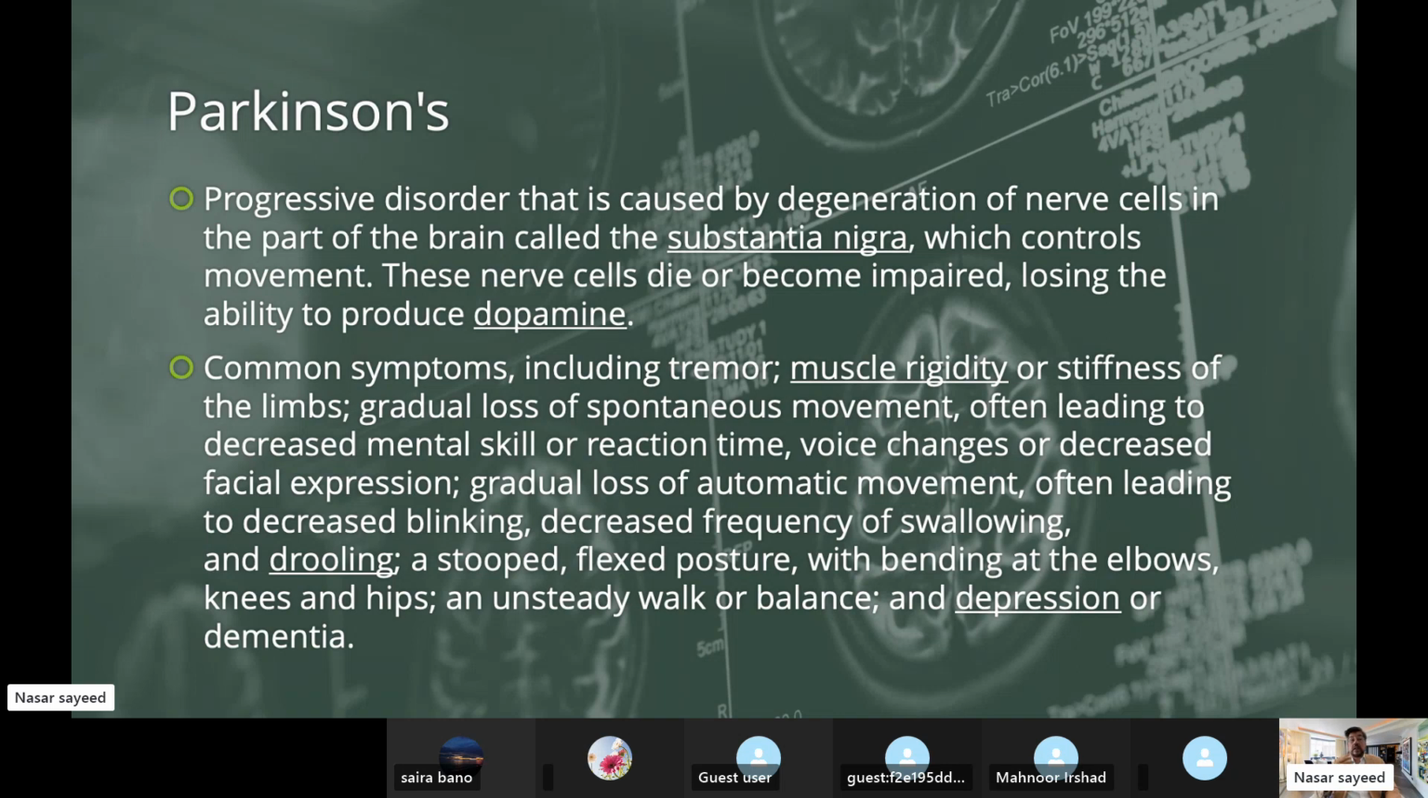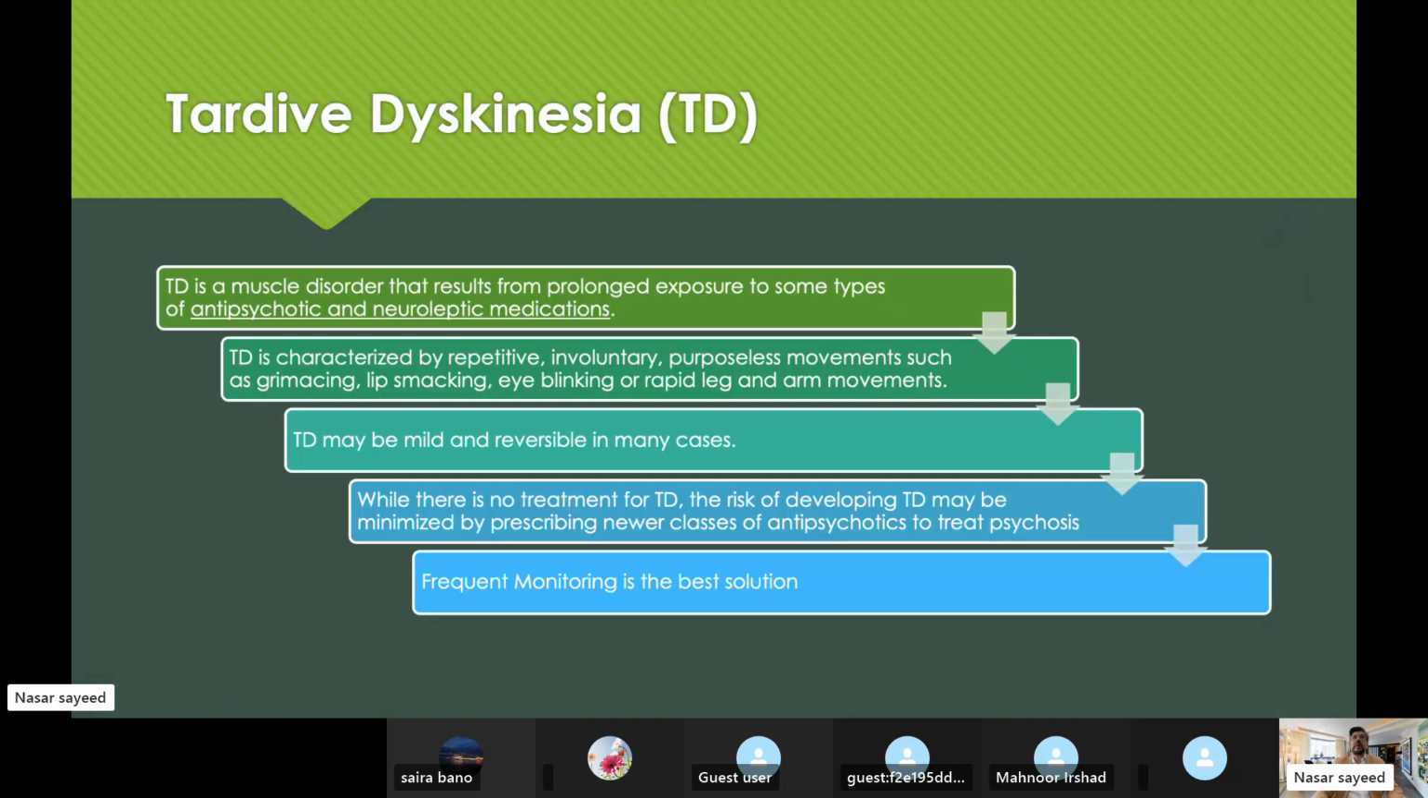voice changes, decreased facial expressions, gradual loss of automatic movements like walking, unsteady gait, flexed posture, bending at the elbows, knees and hips, drooling, maybe sometimes depression and dementia. So there is a whole range of symptoms.